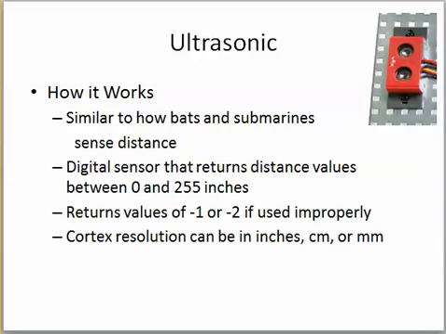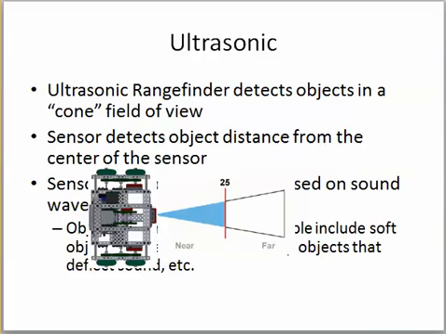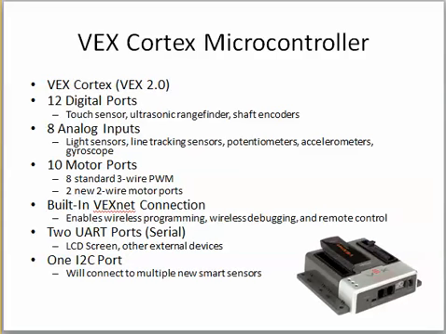Ultrasonic. Similar to how bats and submarines sense distance, this is used for finding distance. If you want to set your robot to be able to go a set distance from a wall or something, this is what you'd be using. Essentially, here's how it works. You have this robot, and it sends these ultrasonic waves out the front, and it senses how close it is to an object. It works a lot off of echo.